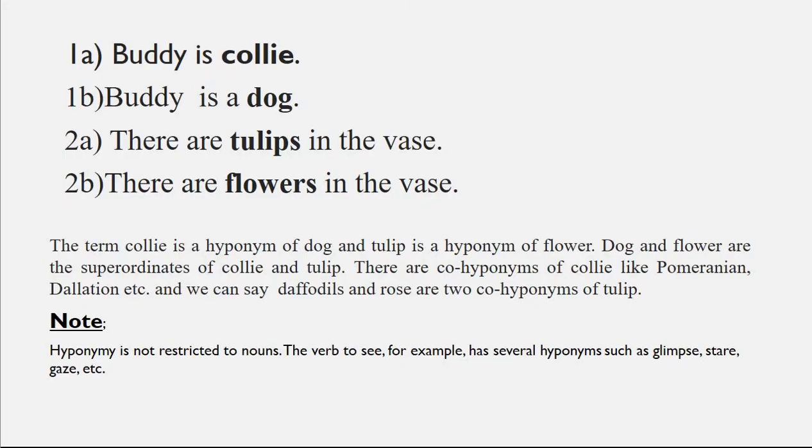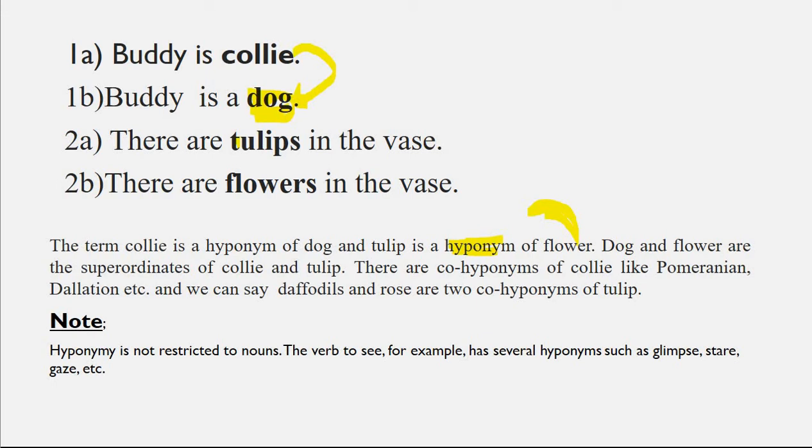And here, let's look at collie. Collie is a dog. So here, dog is a more general name. The term collie is a hyponym of dog. So we say that collie is a subgroup of dog actually. So tulip is a hyponym of flower. So alt isim, you see that tulip is a hyponym of flower. Flower is the including word and tulip is the hyponym.